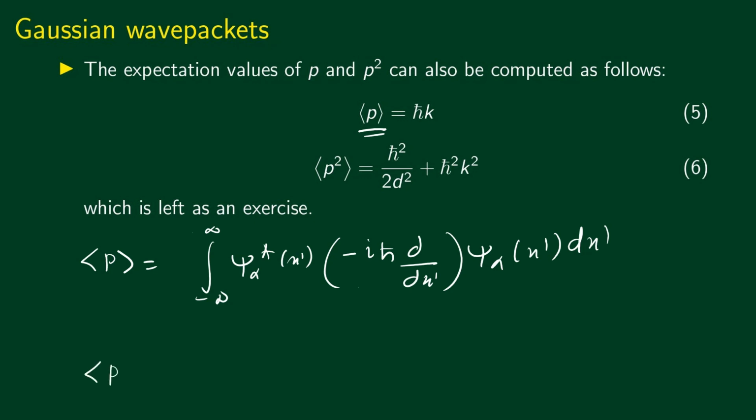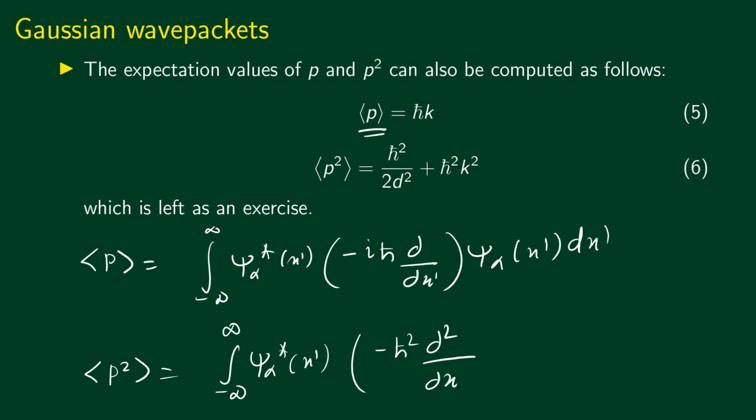Similarly, we can find the expectation value for p squared, which is this integral, integral minus infinity to infinity psi alpha star of x prime, and in the coordinate representation, the momentum operator twice is given by minus h bar squared partial derivative with respect to x prime twice of psi alpha of x prime, integrated over x prime. Again, you use the Gaussian wave function here, find the derivative twice.